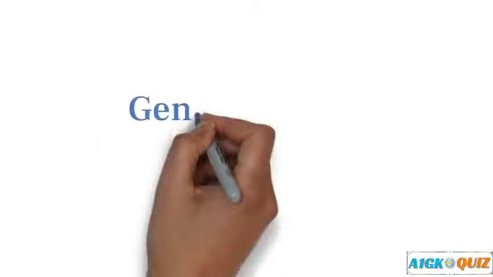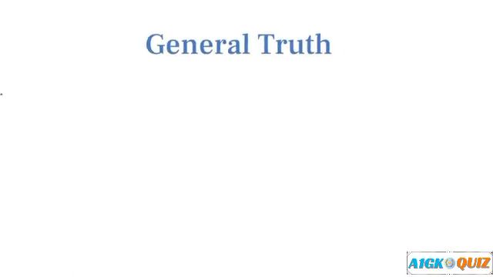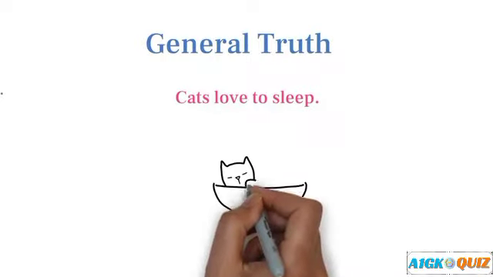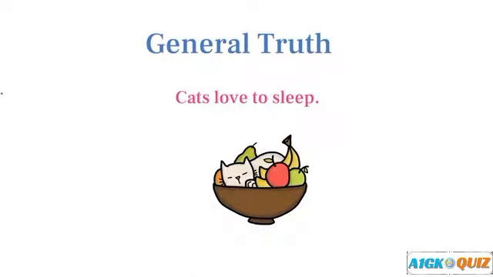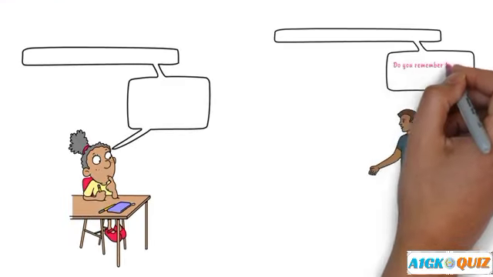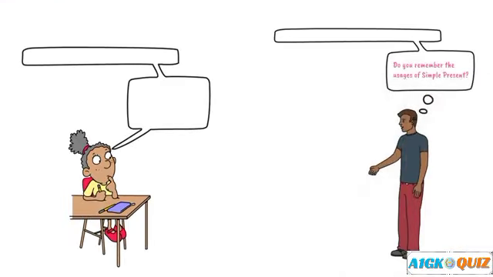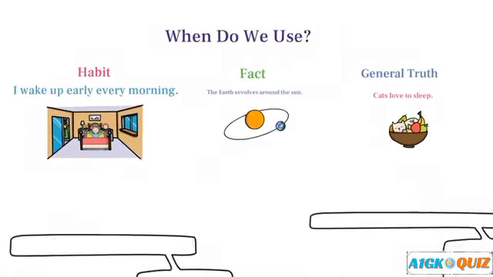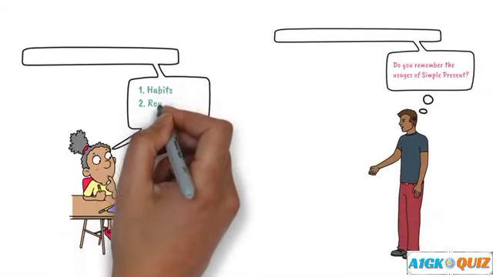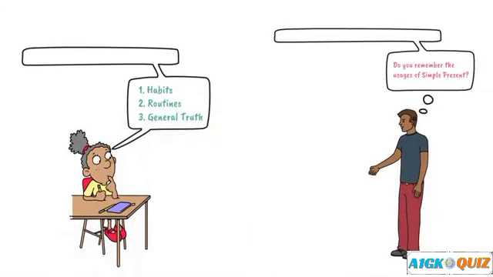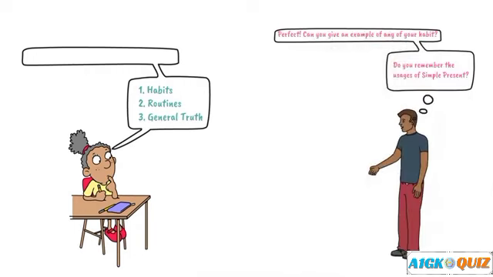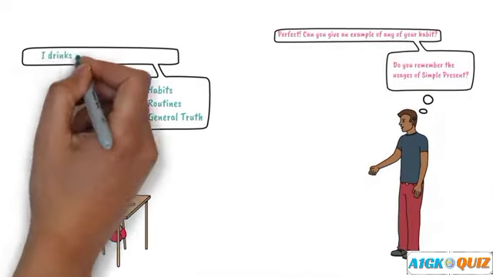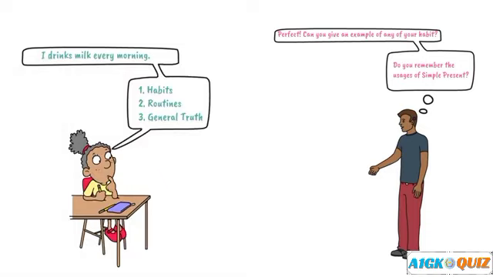And number three, general truth. For instance, cats love to sleep. This is a general truth which was true in the past, true now, and will be true in the future as well. So, Aashita, do you remember the usages of simple present tense? Yes, it has three main usages: habits, routines, and general truth. Perfect. Can you give me an example of any of your habits? Mm, I drink milk every morning.